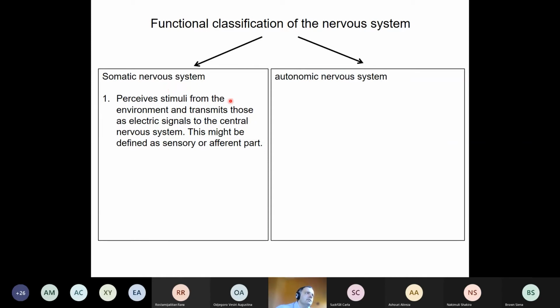So it perceives stimuli from the environment, and those signals will be translated into electric ones, which then travel to the centers, to the highest order centers of the brain, to the central nervous system, and finally you will realize what happened in your environment, in your mind, so you get at the conscious level what happened.